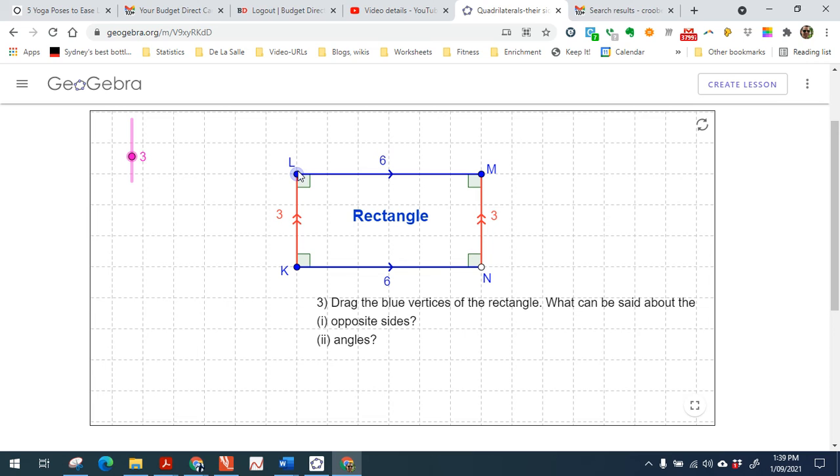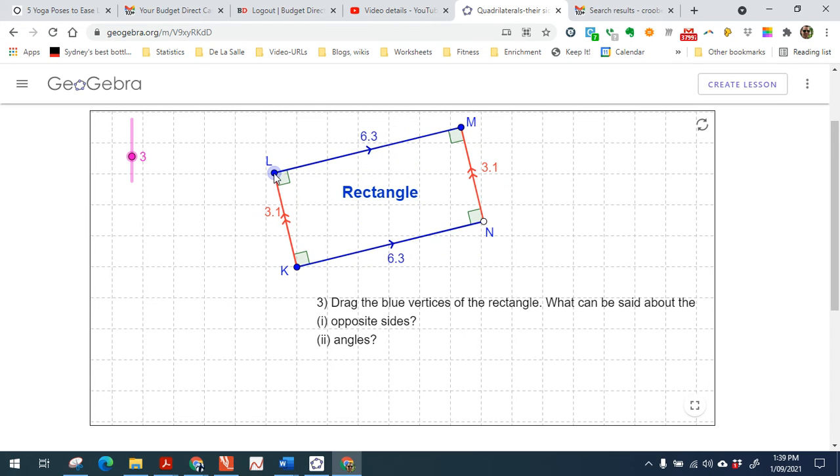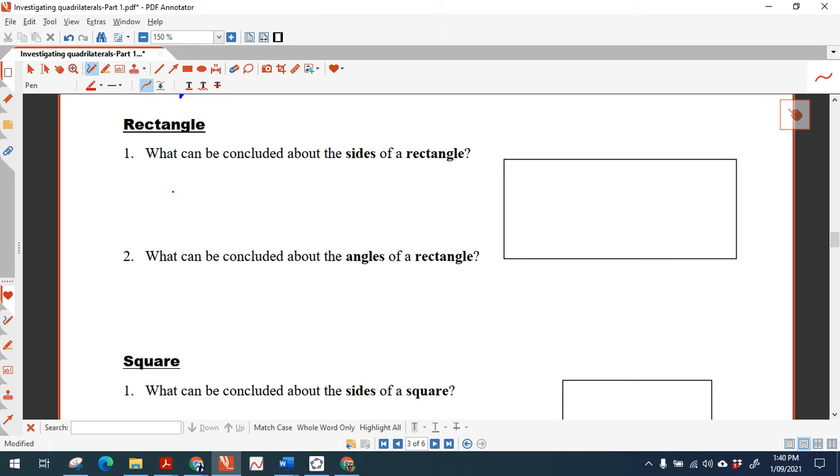So even if I make my rectangle smaller, right? Those properties are still true. The opposite sides are parallel and equal in length. Okay, so let's write that down.